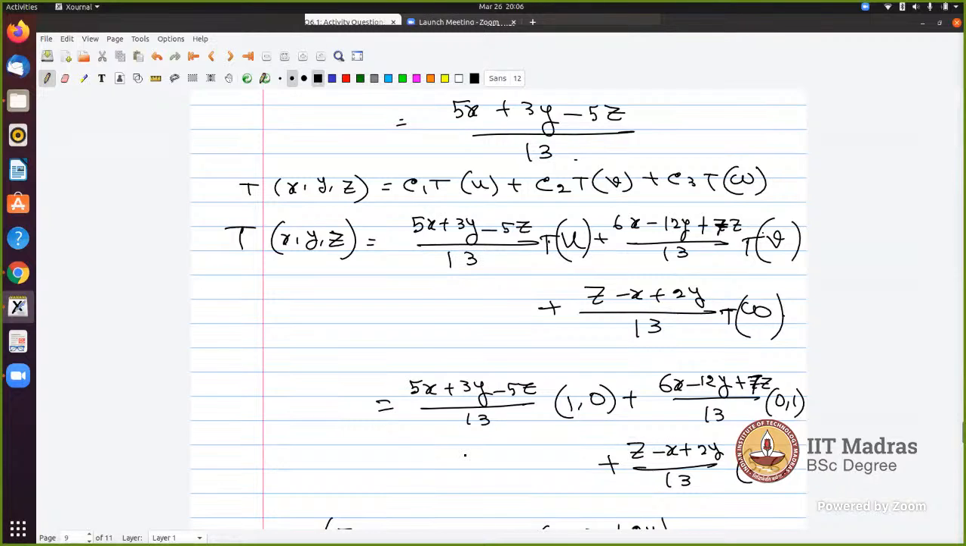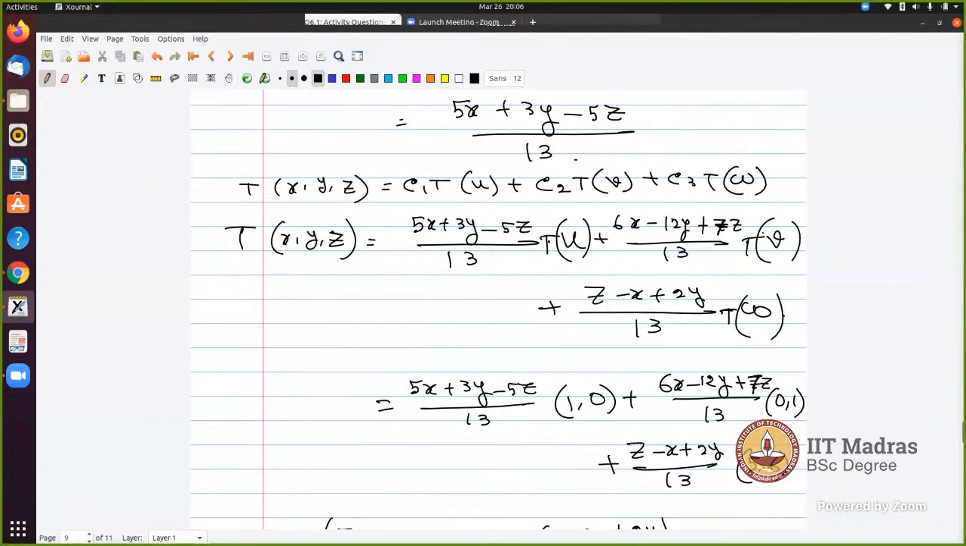Is it clear? If for your domain you have some basis set, and for each of these basis vectors you assign some images, you will get a linear transformation. Or if we have an image for each vector of the basis, then we can define the linear transformation as a linear combination.